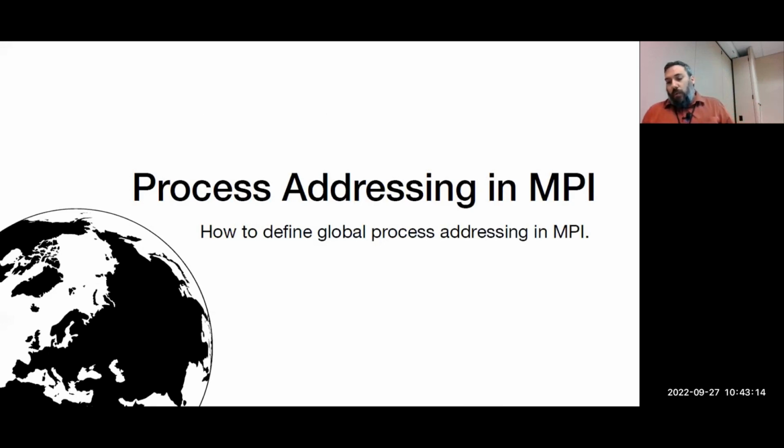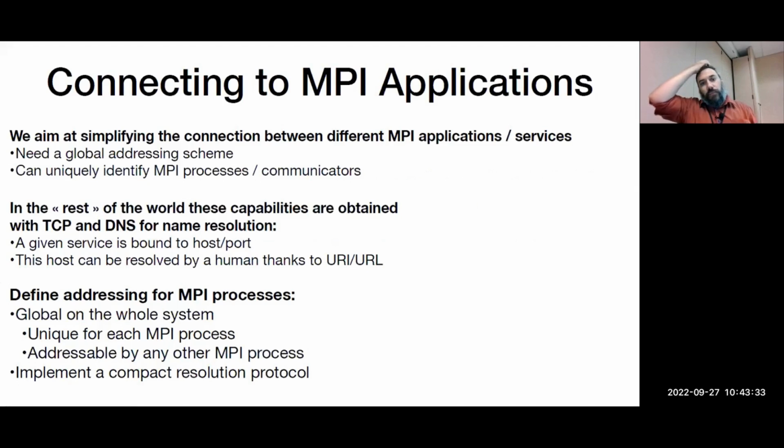So what we worked on was a way to address processes globally in MPI, to help connect two distinct graphs together in only one communicator, like when we do connect accept. We really aim at simplifying the connection between different MPI applications. For that, we need a global addressing scheme that can be directly interpreted and recognized from any job. And so it will be really easy to connect to each other.